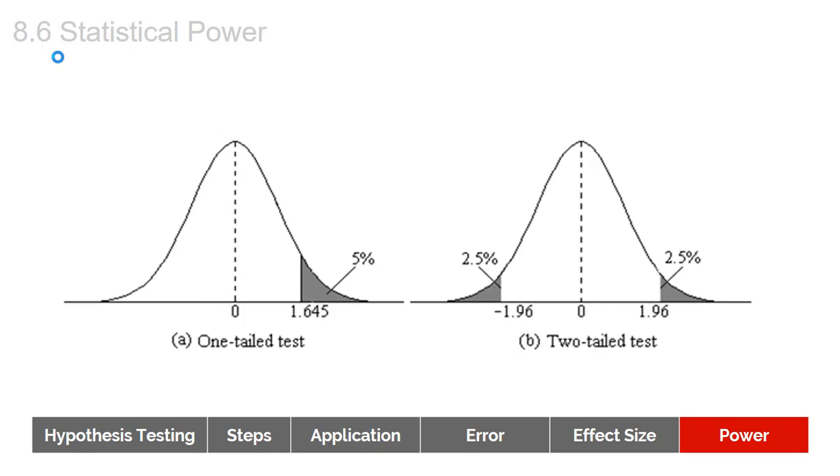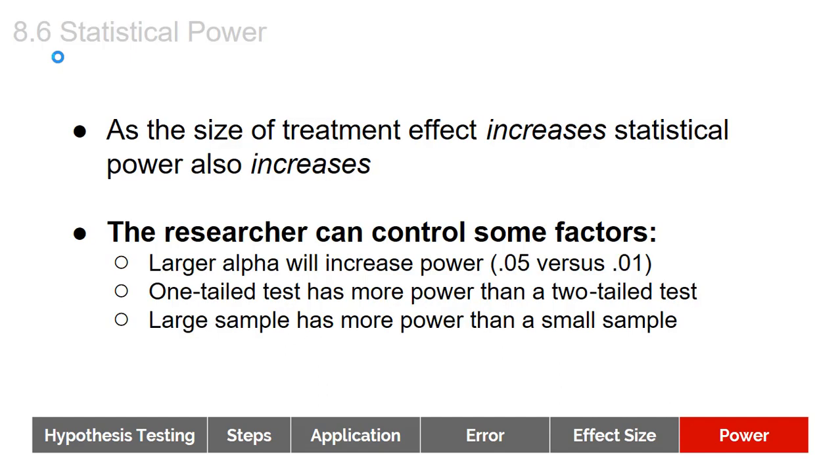So you see in this case, 2 different types of tests are here, a one-tailed test and a two-tailed test. The shaded areas are statistical power. That is the power of the test that we are conducting. So as the size of a treatment effect increases, statistical power also increases. And the researcher can control some factors.